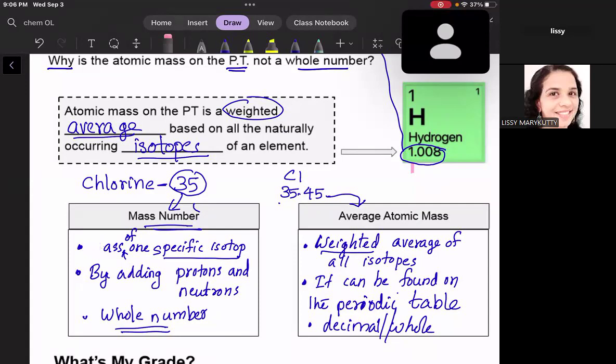Mass number is the mass of one specific isotope. We can calculate the mass number by adding protons and neutrons. Remember, ape man, we are adding P plus N to get the mass number. So that is always a whole number.